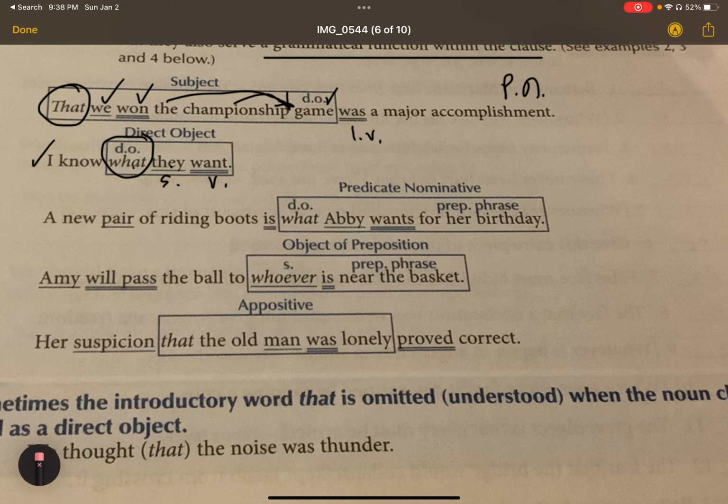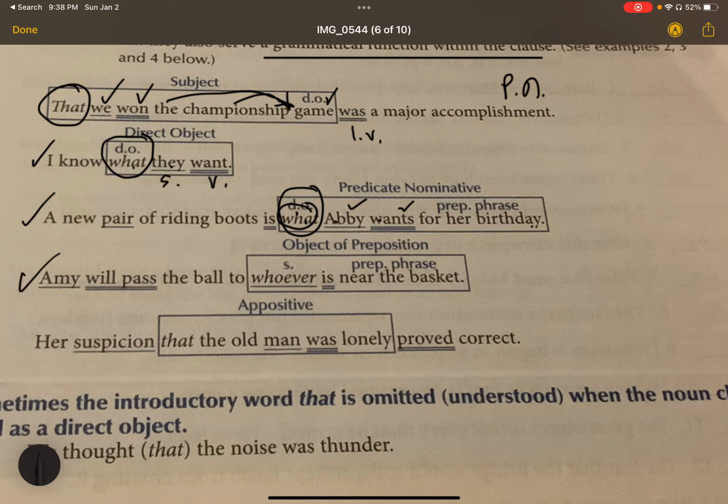Next one. A new pair of riding boots is what Abby wants for her birthday. So you see the signal word what, and you know it's one of the ones that is an introductory word, but it also plays a part in the clause. So Abby is clearly the subject. Wants is the verb. Abby wants what? So it's like you don't actually get the answer. What just stands in for the answer. So Abby wants what, and then for her birthday is just a prepositional phrase that's modifying.